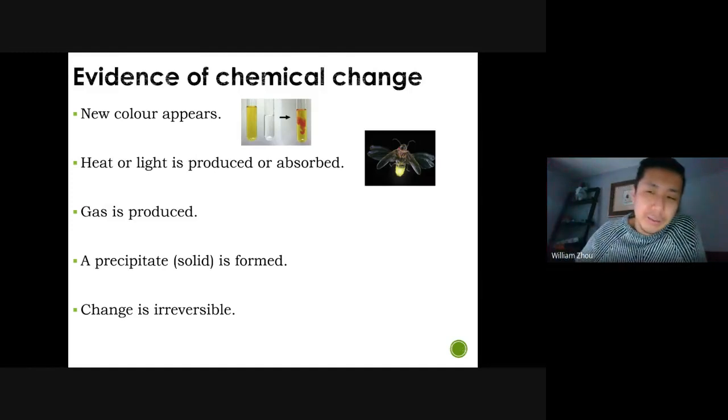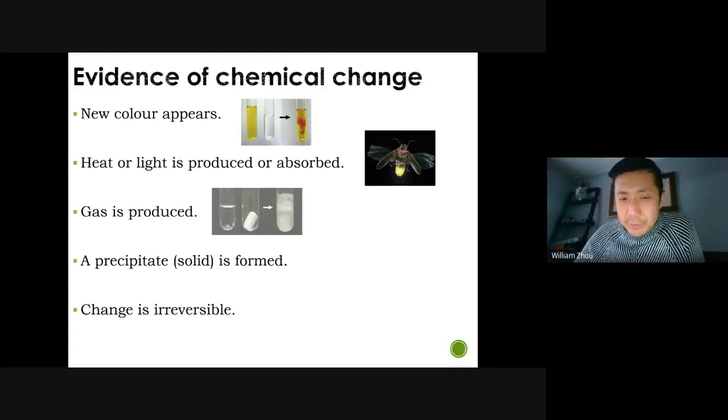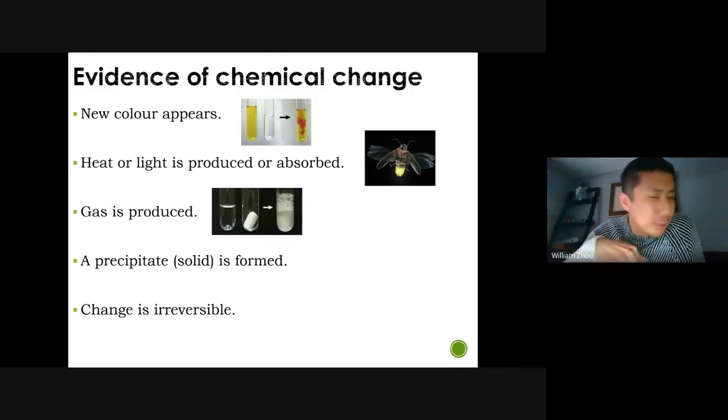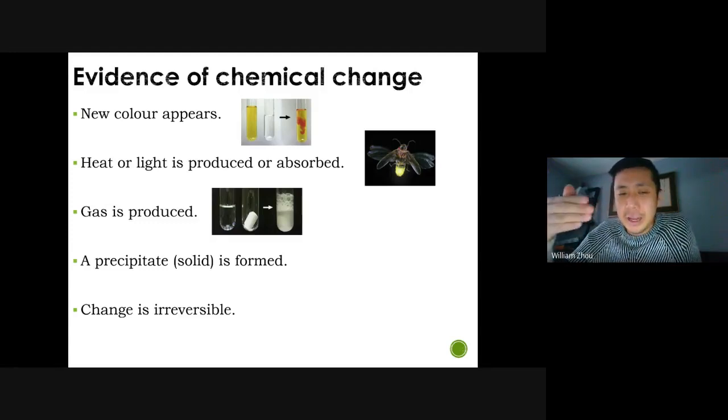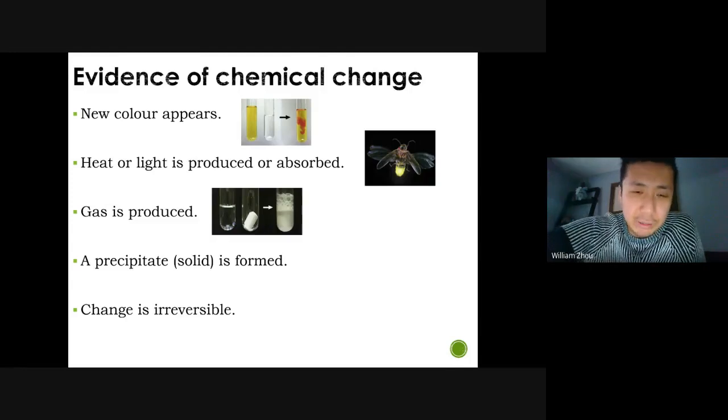light. So fireflies, they actually have a chemical reaction in their gut to produce light. Okay, so that's chemical. If you produce a gas where there wasn't one before, again, I'm not talking about heating it like water boiling. That's different. I'm saying that I'm not changing the temperature. I'm simply mixing two things and it starts bubbling. That is evidence of a gas being formed, and that would be chemical.